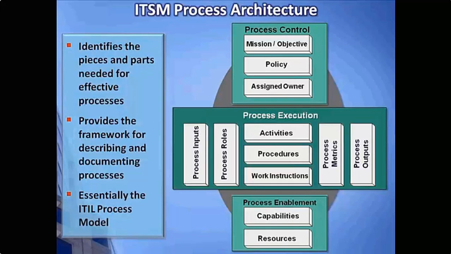This provides the framework for describing and documenting the processes, and it's essentially the ITIL process model taken right out of the ITIL books. But the conjecture here is that if you are missing any one of these boxes, then you really don't have a process that's working or in place. If we took an example here, let's say we have a change management process, but we have no assigned owner under process control. That means there's nobody accountable for the change management process. Not a good situation there.